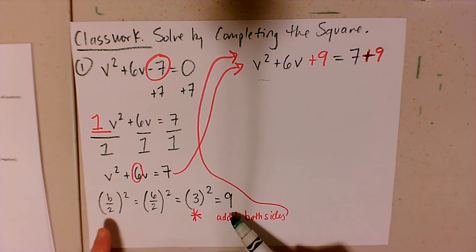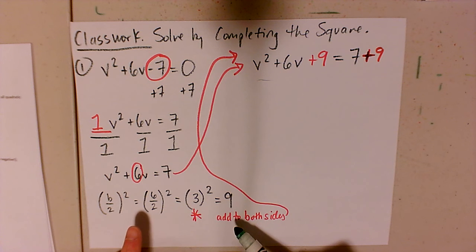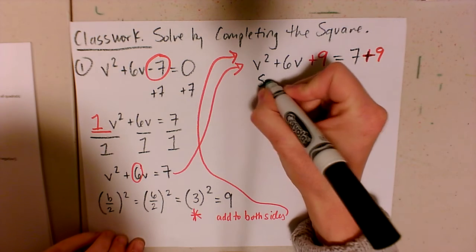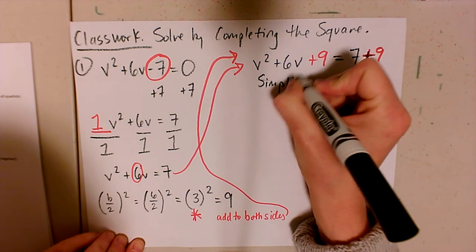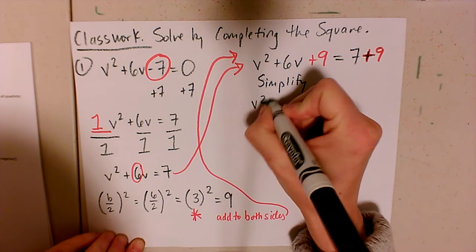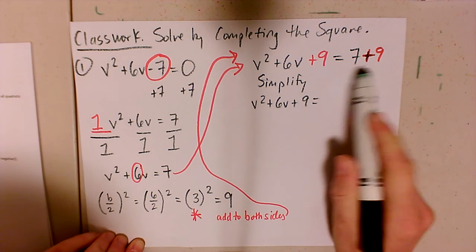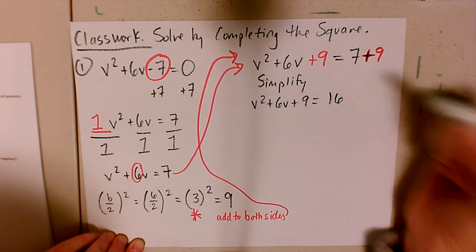Okay? And where did I get that 9 from? From this b over 2, the whole thing squared. And why do I do that? Well, just because that's the way it works, and that's one of the steps of completing the square. So now what we're going to do is we're going to simplify what we have going on right here. So we've got this v squared plus 6v plus 9, and then on the other side we can do 7 plus 9, which is 16.